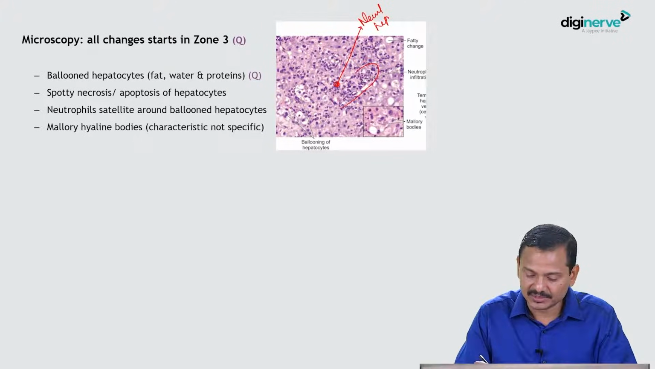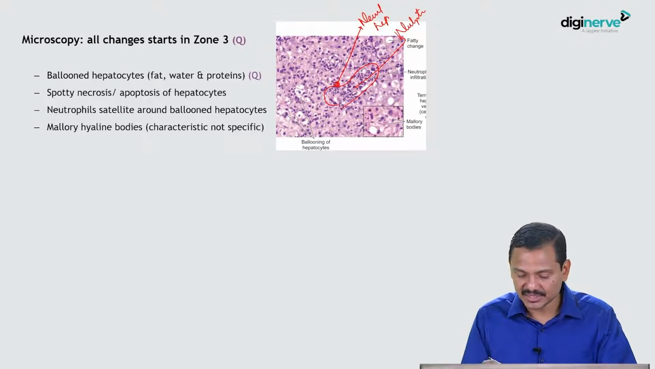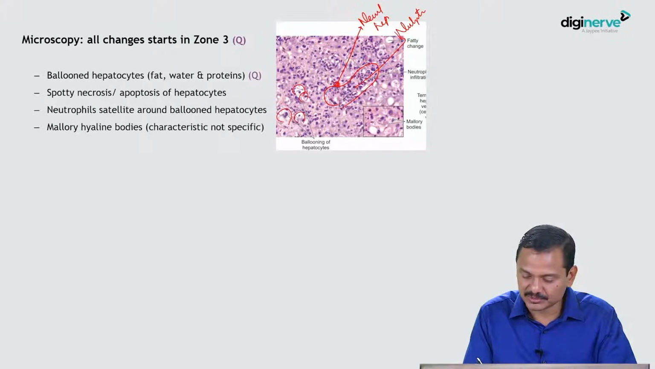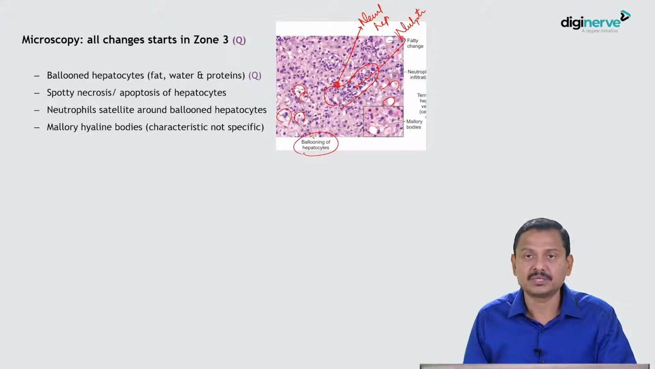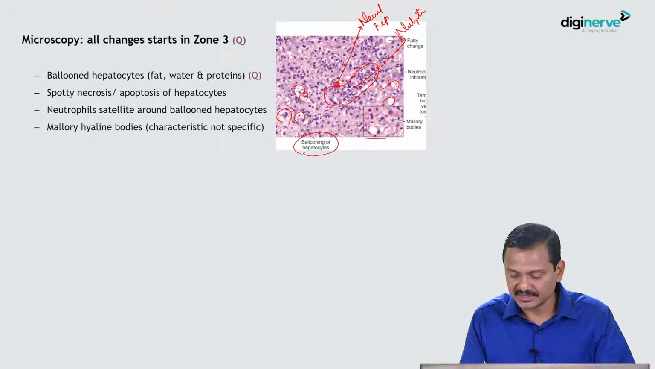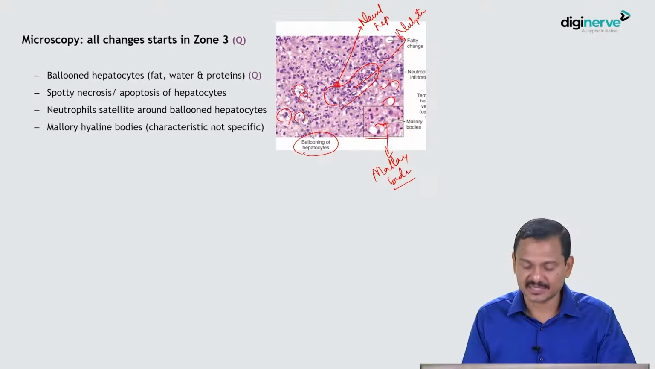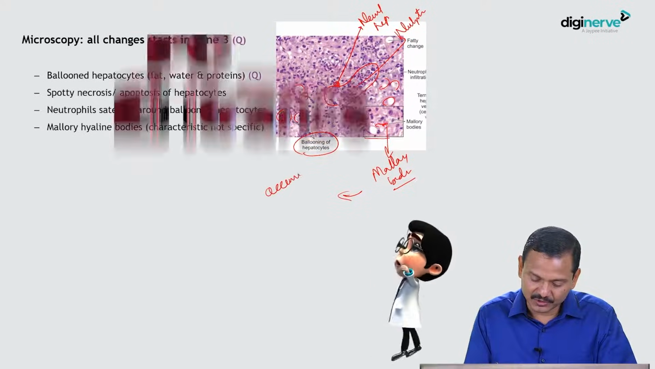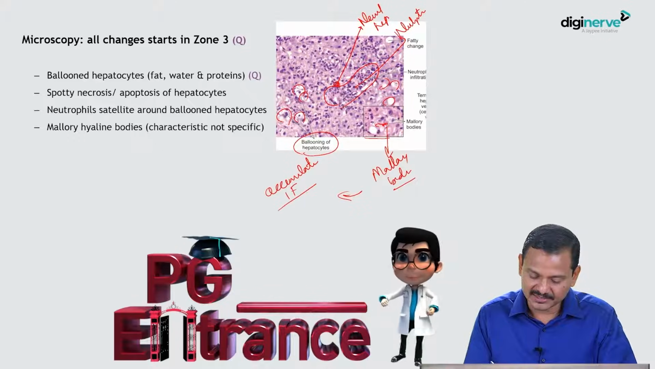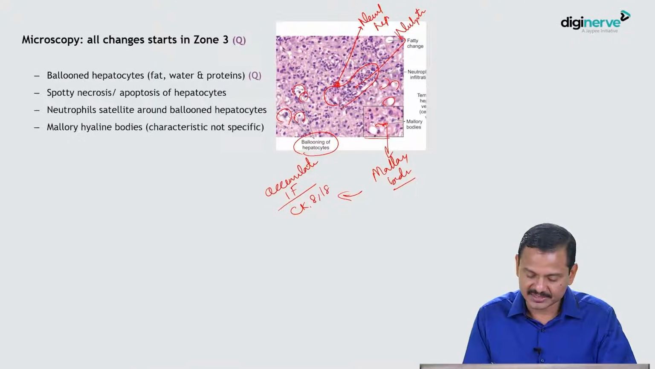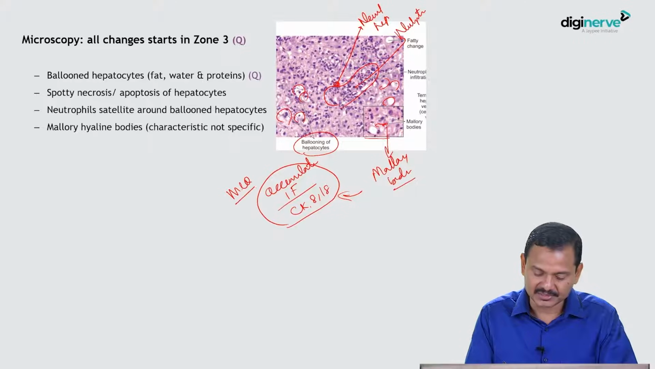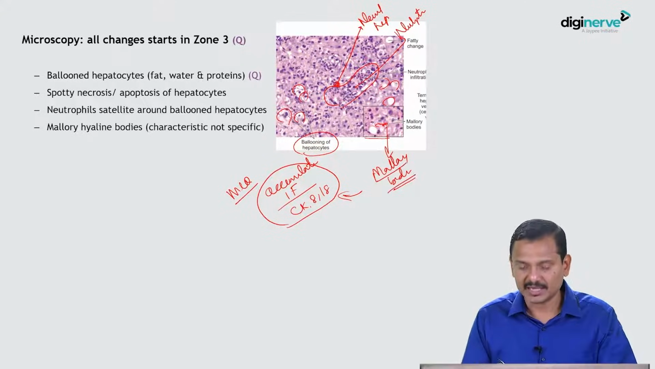If you see this picture here, there is apoptosis, or you can say a necrotic hepatocyte, and it is surrounded by a lot of neutrophils. And these pale ones that you are able to see are all ballooned hepatocytes. In the inset, the eosinophilic substance in the cytoplasm is the Mallory body or Mallory-Denk body, and these are nothing but accumulation of intermediate filaments, most commonly CK8 and CK18, and this can be an MCQ.